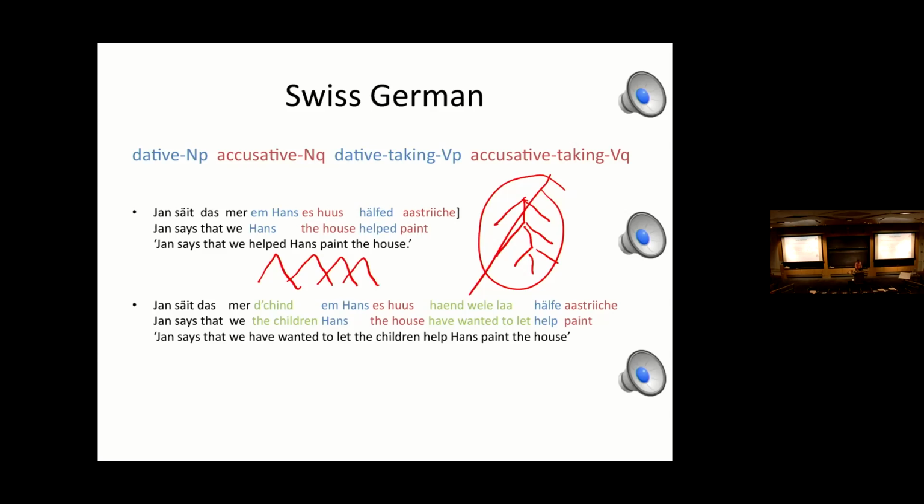So this first sentence is: Jan sagt, dass wir dem Hans ein Haus helfen anstreichen. So who helped Hans, and what was painted? The house.